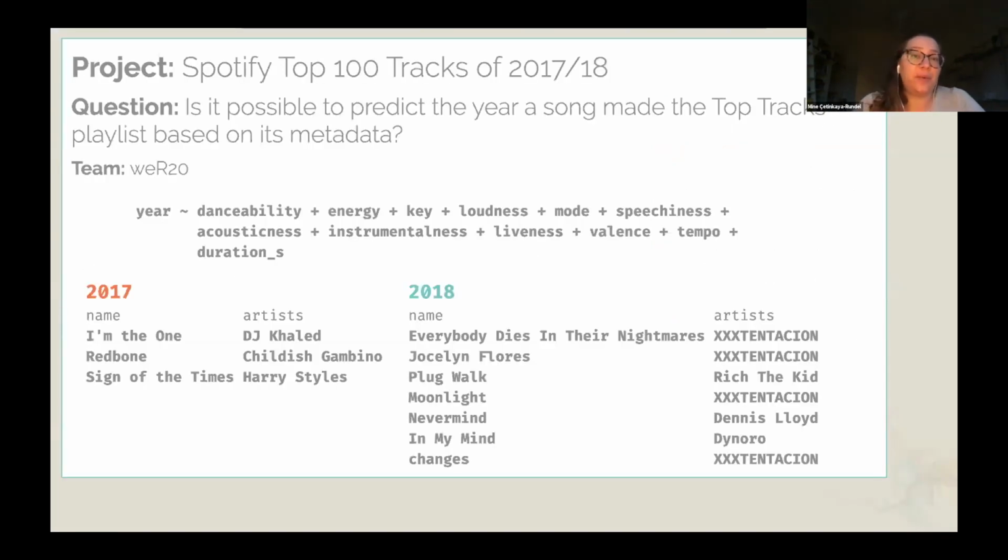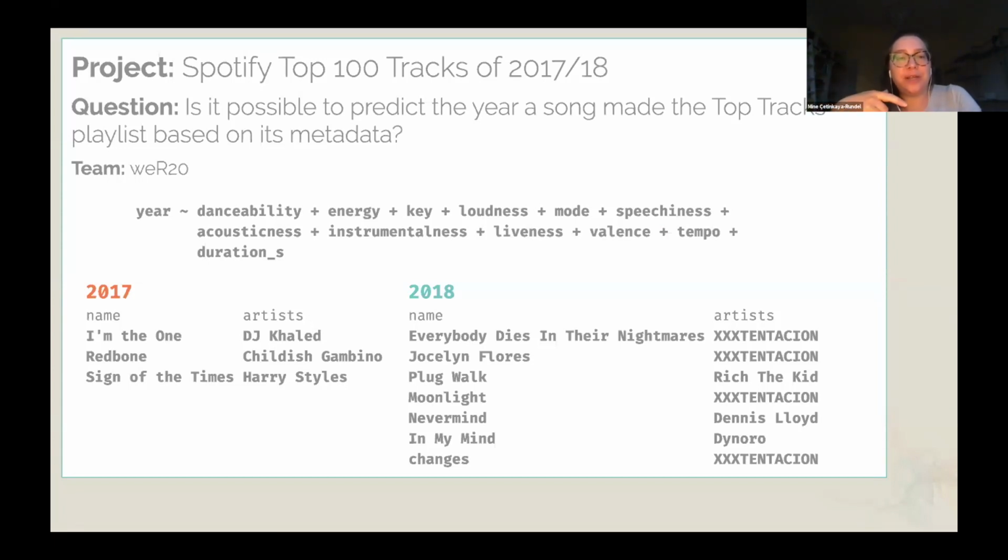So using what they've learned on logistic regression, one of the teams decided to see, is it possible to predict the year a song made the top tracks playlist based on its metadata? If you listen to Spotify at all, that's actually pretty good at predicting what you might like. And it does it based on some of these variables that they categorize the songs on, things like danceability, instrumentalness, and so on and so forth.